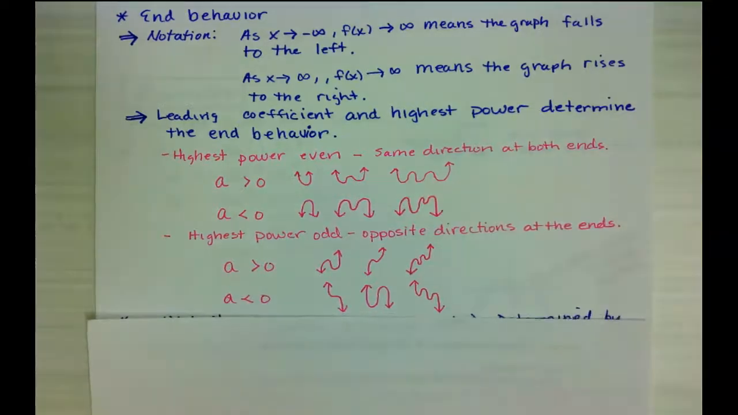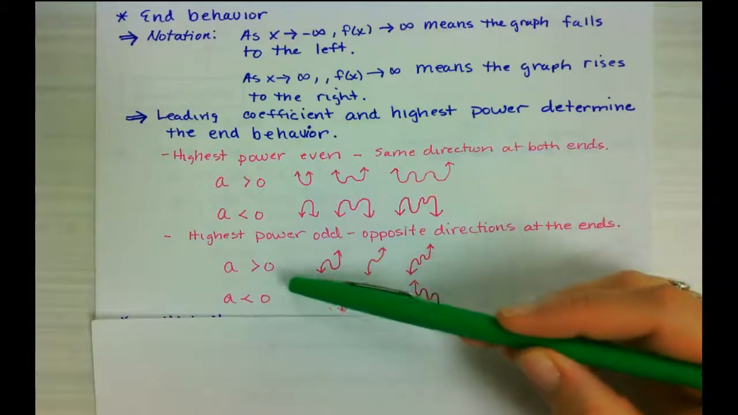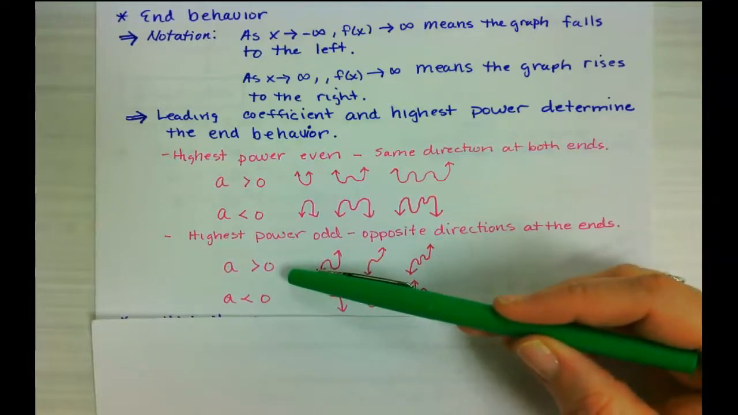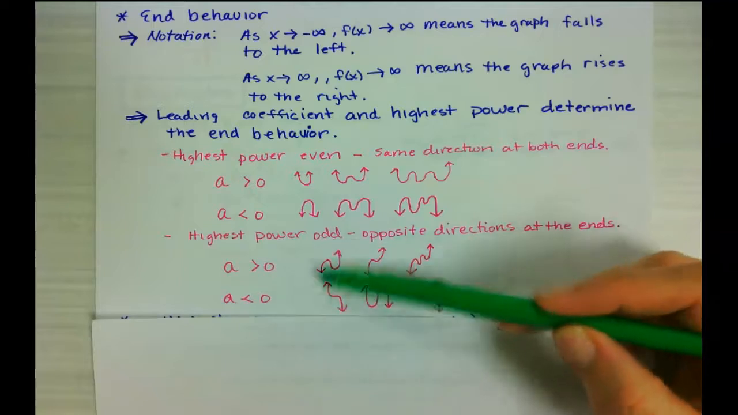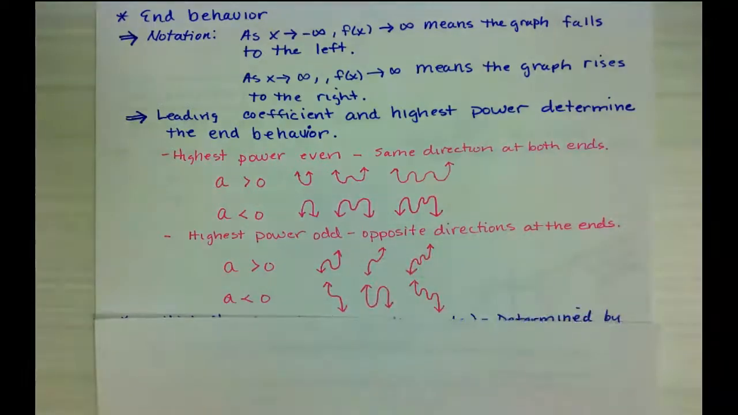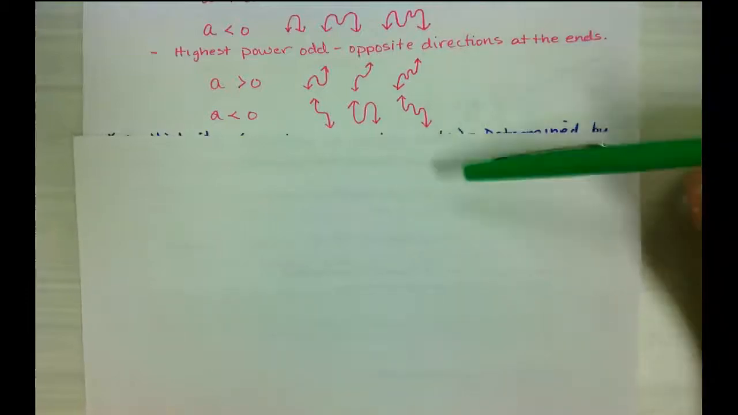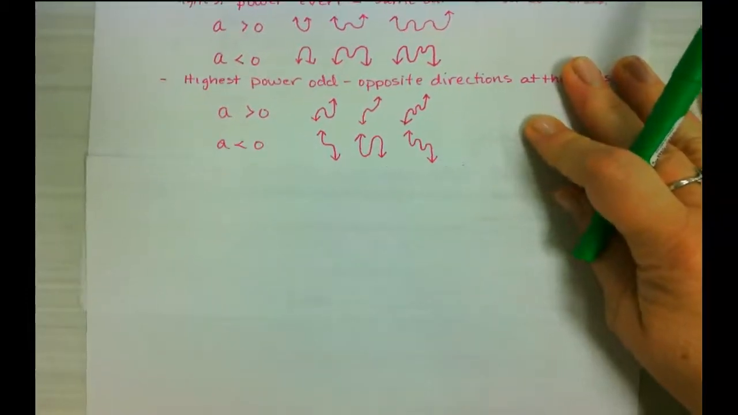If it's an odd power, think a cubic function. And so if it's a cubic function and a is positive, that's like the cubic parent function, so you would have down, up. But if a is negative and this graph turns upside down, now you have up, down. And so that's one of the ways you can determine the end behavior by looking at the highest power and then the leading coefficient. This is all listed out on that help sheet. It doesn't have the pictures, but it's the same idea.